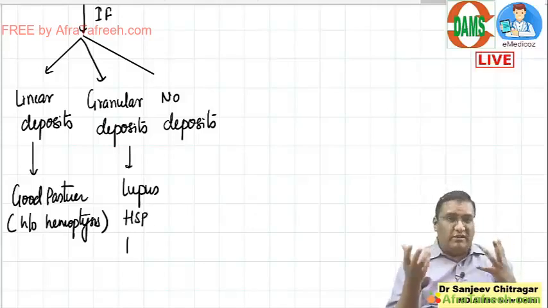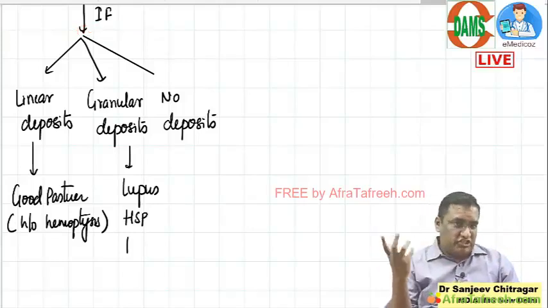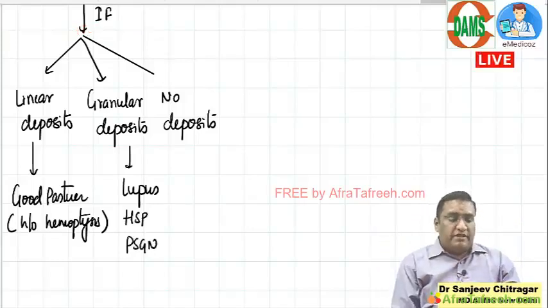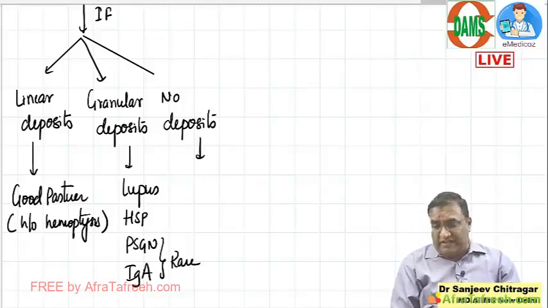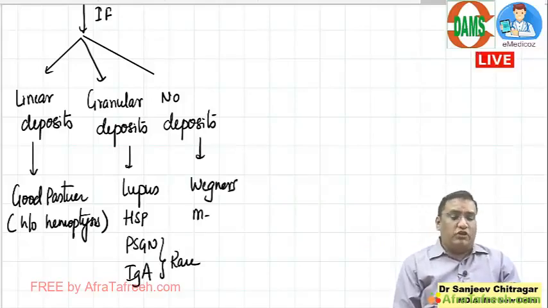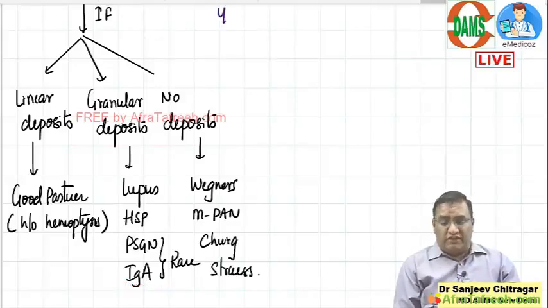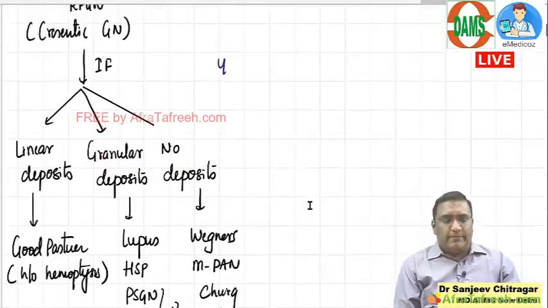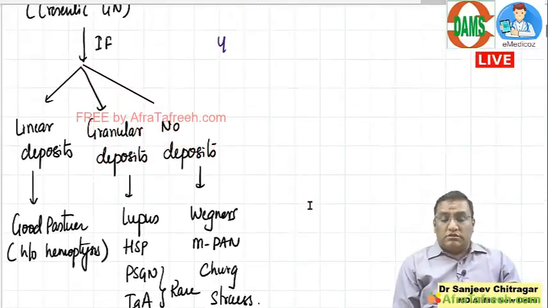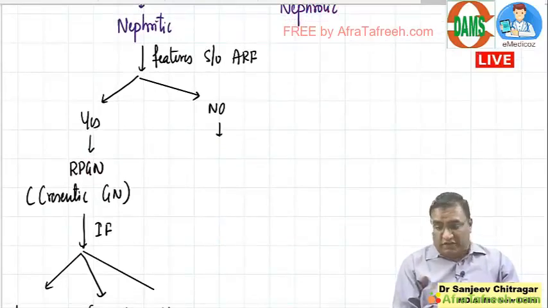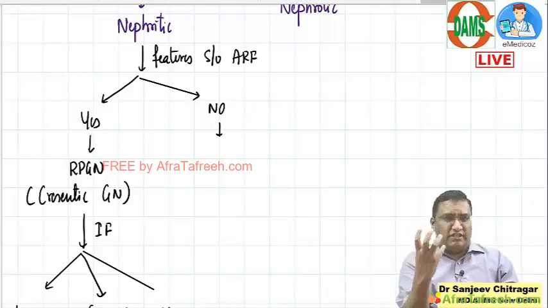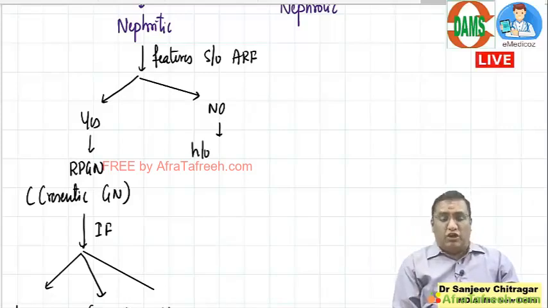Already I told you, the history will be a child with respiratory tract infection for HSP, or a middle-aged female for lupus, etc. Even PSGN and IgA nephropathy can rarely cause crescentic glomerulonephritis. Then no deposits will be Pauci-immune: Wegener's, microscopic polyangiitis, and Churg-Strauss. I already have discussed how to differentiate between them, so I'll not get into that. So this is crescentic glomerulonephritis, which has a nephritic feature plus rapid progression to acute renal failure. If there is no history of acute renal failure, then we are thinking of acute nephritic syndrome without the complication of RPGN.